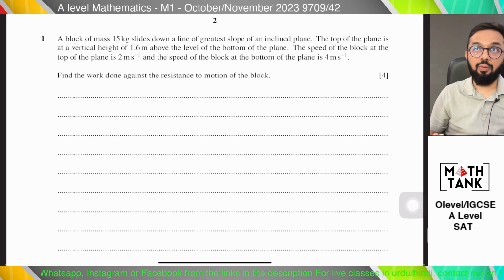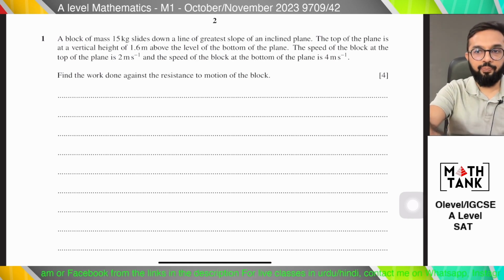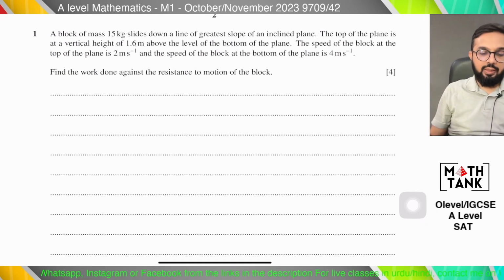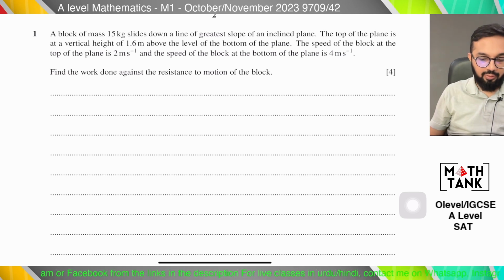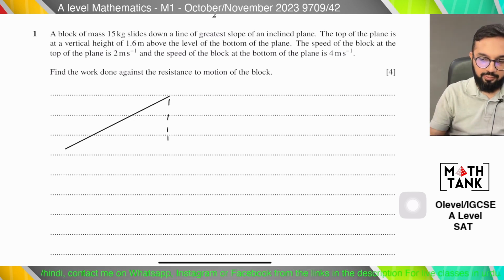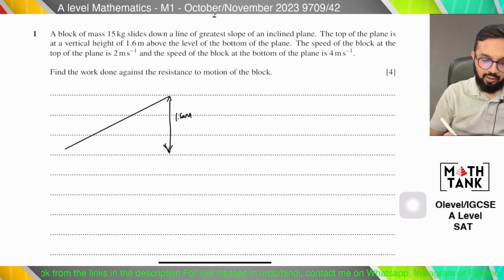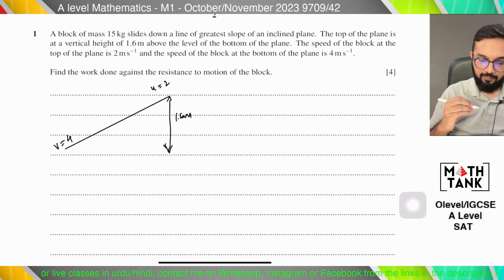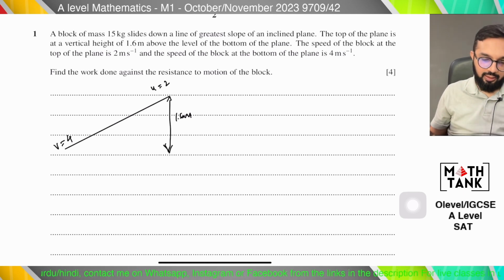Let's start with the questions. The first one says a block of mass 15 kgs slides down a line of greatest slope of an inclined plane. The top of the plane is at a vertical height of 1.6 meters. The speed of the block at the top of the plane is 2. Speed of the block at the bottom of the plane is 4. Find the work done against the resistance to the motion.